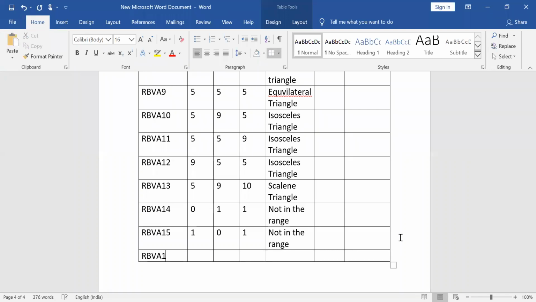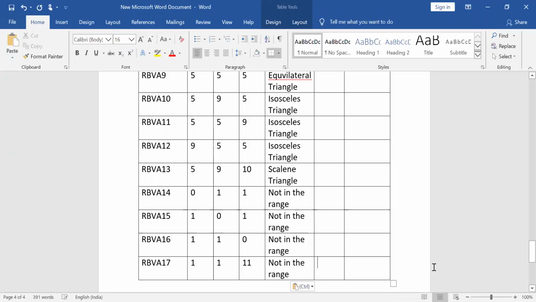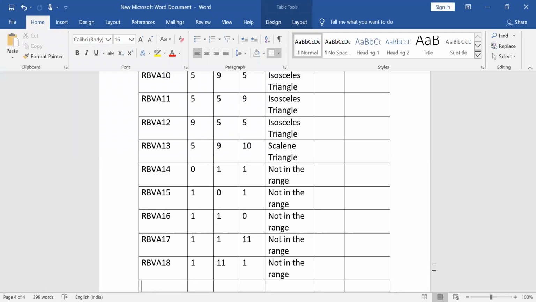RBVA 16: 1 1 0, same thing. RBVA 17: now 1 1, and the last value is 11, same thing. 18: 1 11 1, not in the range. RBVA 19: 11 1 1.